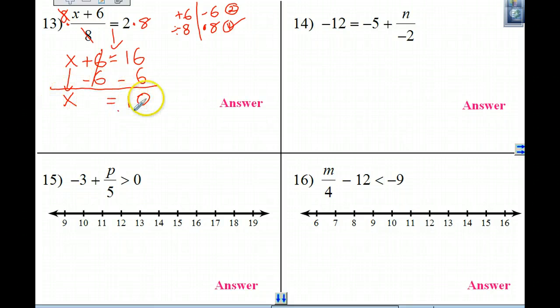Plug it back in. Does it work? Does 10 plus 6 divided by 8 equal 2? Yes. See how quick that check is? Same thing in your group quiz, same thing on your test tomorrow. You know what your grade is before you turn it in, because you can check everything once.